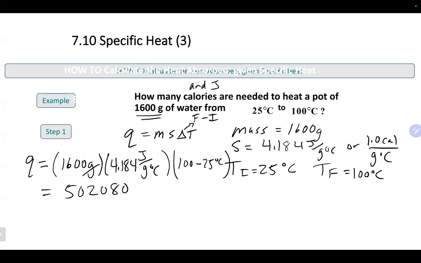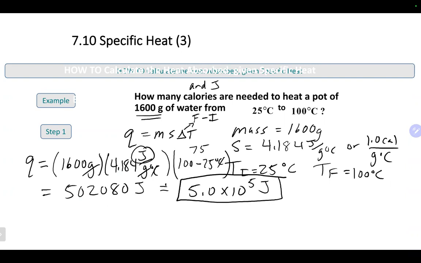The units, by the way, if we cancel all this out, would be joules. So if we wanted to do a little significant figure action here, that's like a 75, which is 2, which means we really could do something like 5.0 times 10 to the 5 joules in this case. Any questions on that one there?